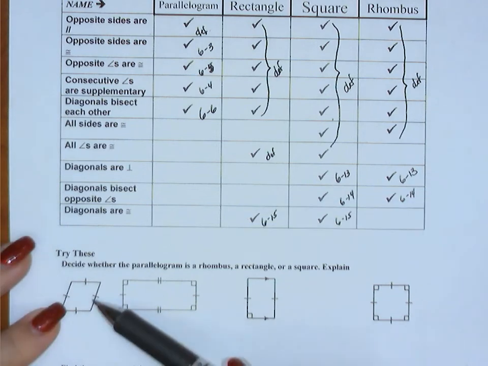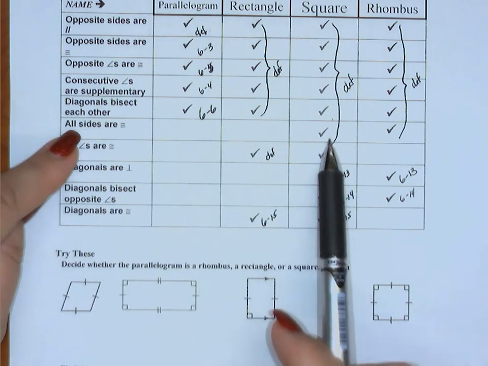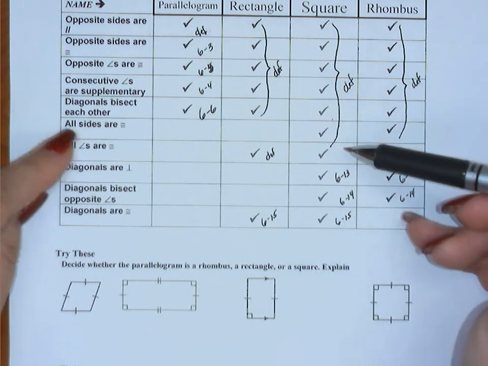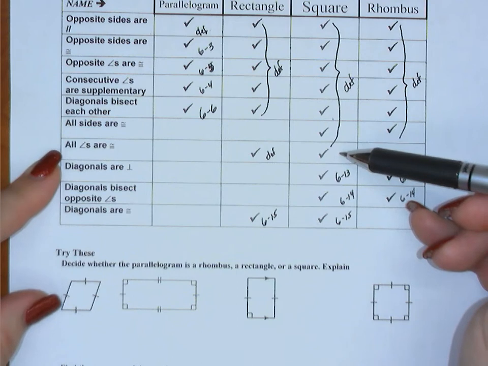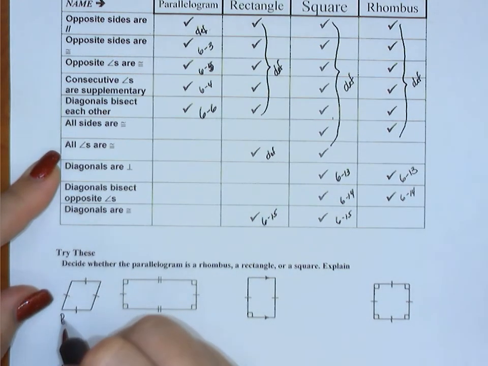So because all of the sides are congruent, I go here to all sides being congruent. I'm looking at a square or a rhombus. To be a square, though, it has to have all the angles the same size, specifically right angles. Those are not noted. So this is actually a rhombus.